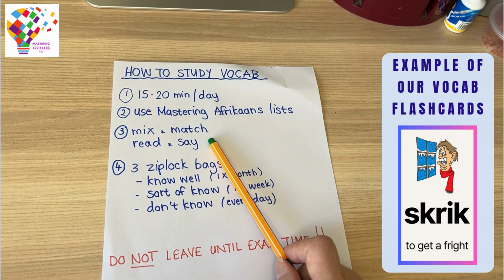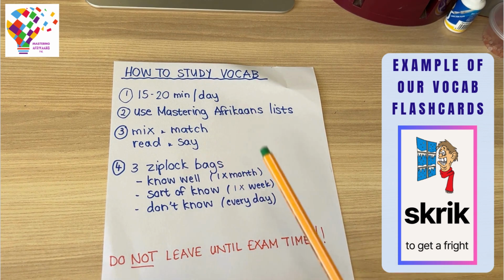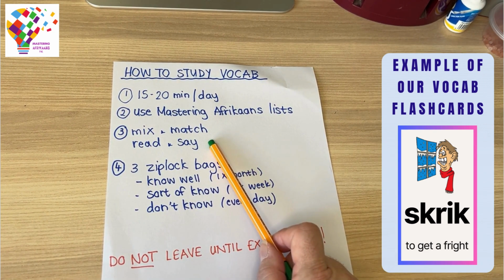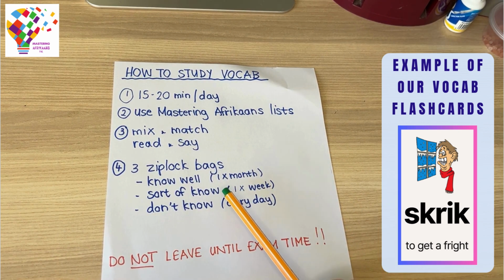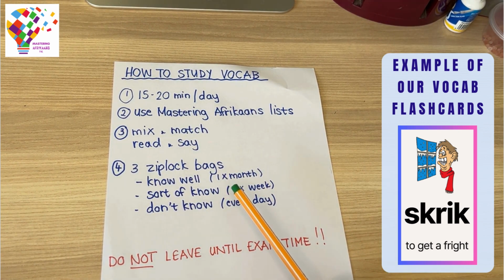There are two different ways that you can learn vocab. The first is to mix and match, and I'll give you an example just now. It's where you have Afrikaans words and English words and you try and match them together. Then the other way is to read the word and to say what the word is in English or Afrikaans. And it's very important when you're learning vocab that you do it both ways, English to Afrikaans and Afrikaans to English.